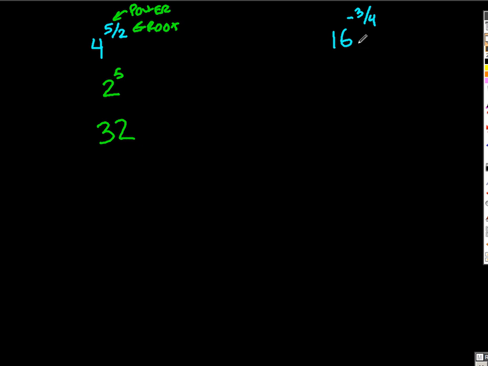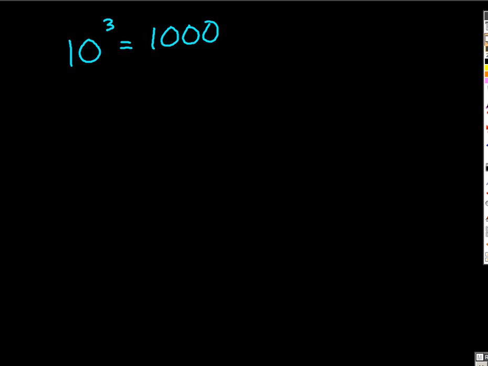Same here. I'll take the 4th root of 16 first, which is 2, and raise it to the negative 3rd. Well, 2 cubed is 8. The negative, though, means I want the fraction. So 1 over 8 as my answer. Alright, now, this is a pretty basic equation. 10 cubed equals 1,000. We know that for sure. However, we need to be able to write these in another way, and it involves using a logarithm.